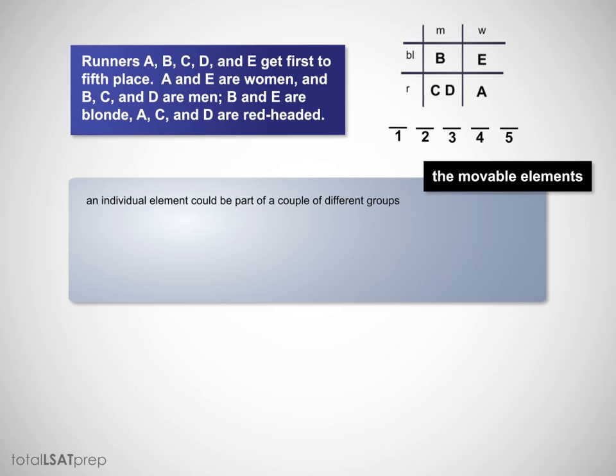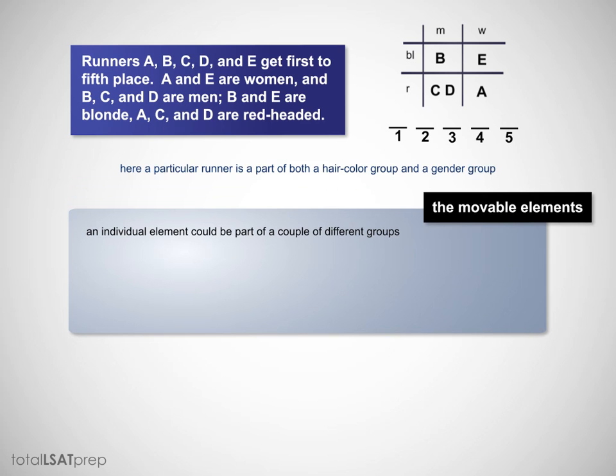So here we have a graph where we have lines for men and women, and we have B, C, and D under M for men, and we have E and A under women. But we also have lines for black and redhead, and B and E are for black, and C, D, and A are for redhead. So here a particular runner is part of both a hair color group and a gender group. And you'll sometimes encounter this variation, but not very often, and symbolizing like this helps. So you'll know right away that B, for example, is a man who has black hair, and E is a woman who has black hair, for example.